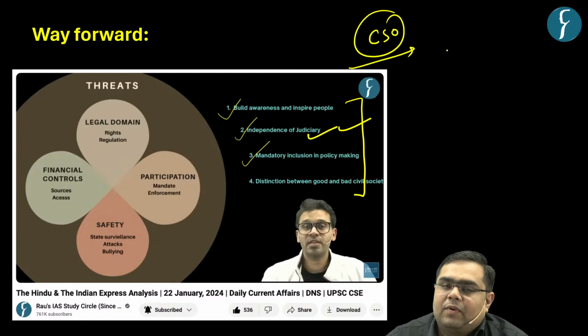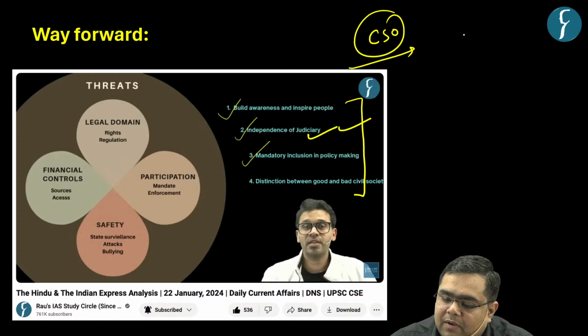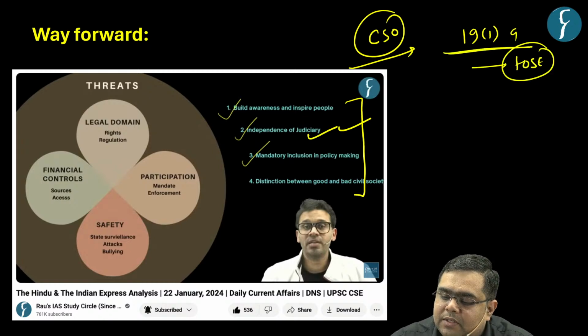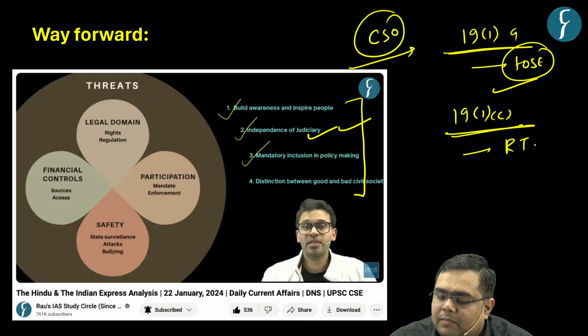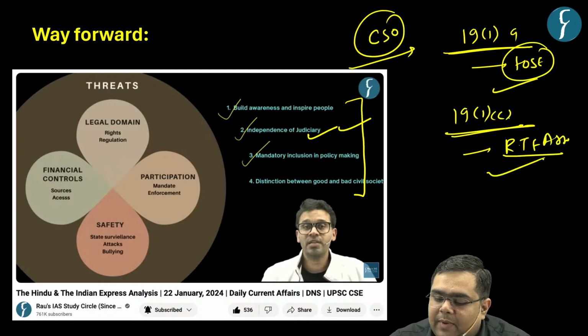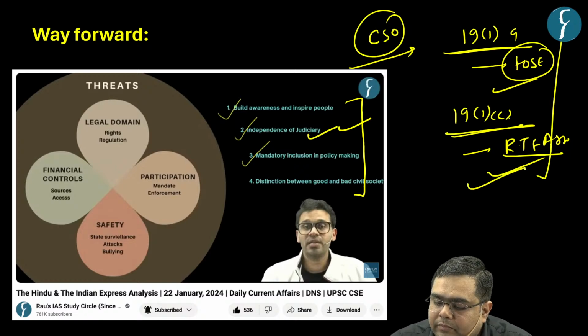So from where do these NGOs or civil society organizations derive their power? Article 19 clause 1(a), what does it say? Freedom of speech and expression. Then 19 clause 1(c), what does it say? Right to form association. So these are the fundamental rights which have been enshrined in the Constitution of India with specific reference to the right to freedom of speech and expression.